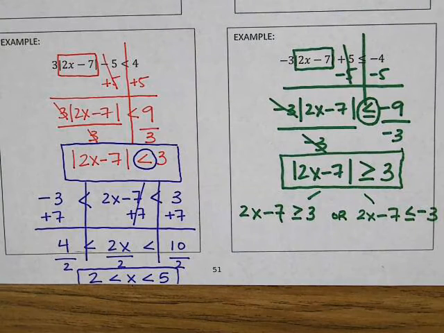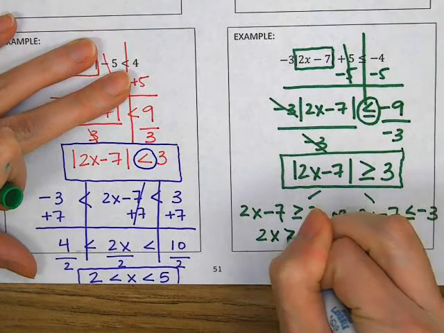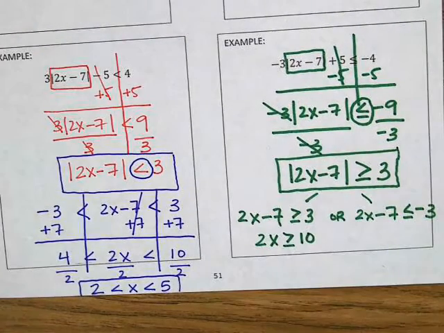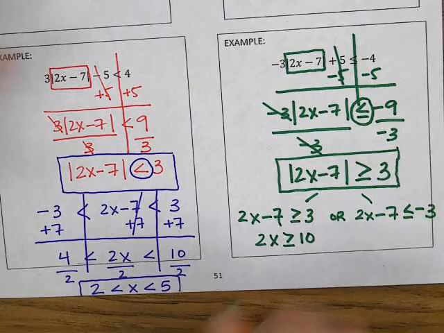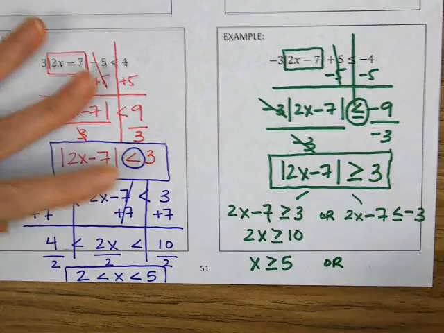Okay, and then draw a double wall and solve both. So if we add 7, we get 2x is greater than or equal to 10. Divide by 2, x is greater than or equal to 5.